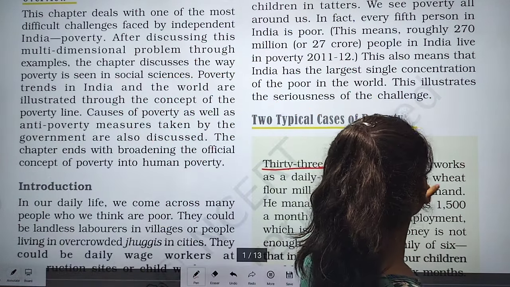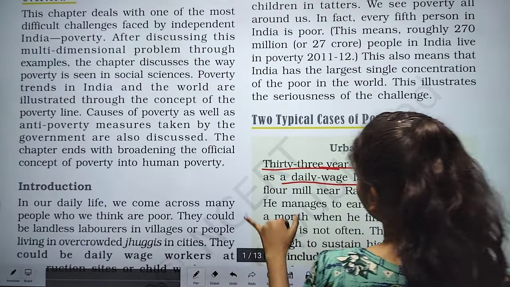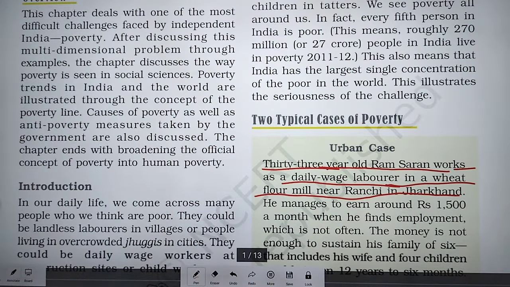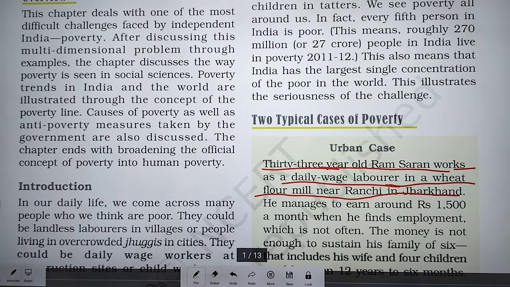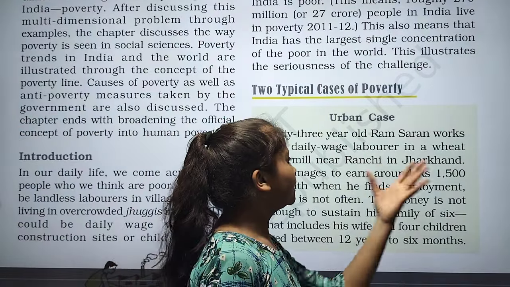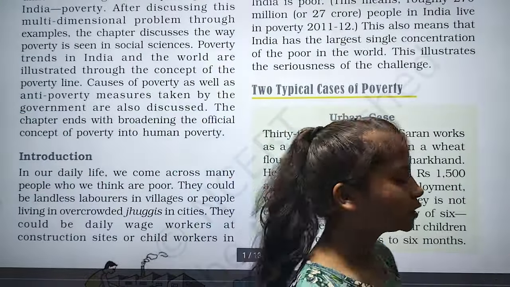Third, 33 years old Ram Saran works as a daily wage laborer in a wheat flour mill near Ranchi in Jharkhand. Here is a story about him. That mill is a wheat flour mill, located near Ranchi in Jharkhand, where he manages to earn around ₹1,500.